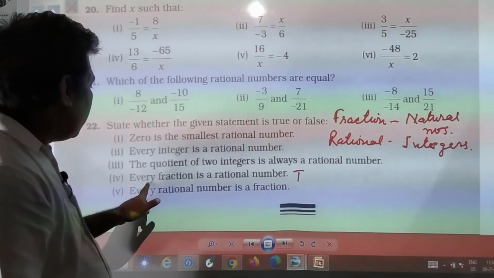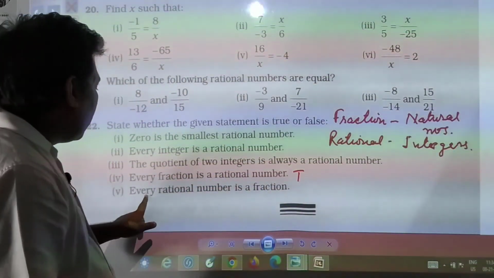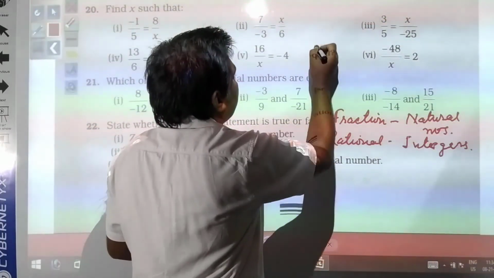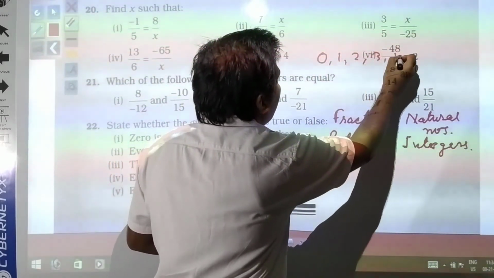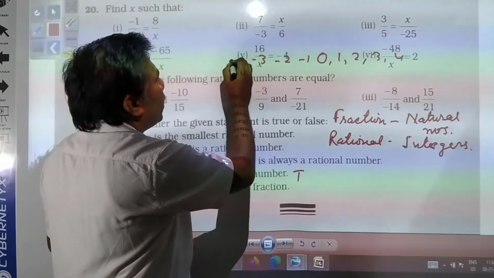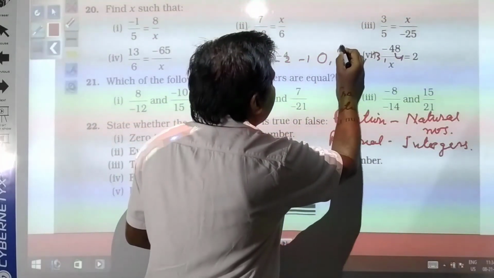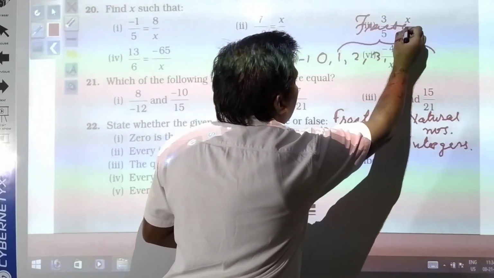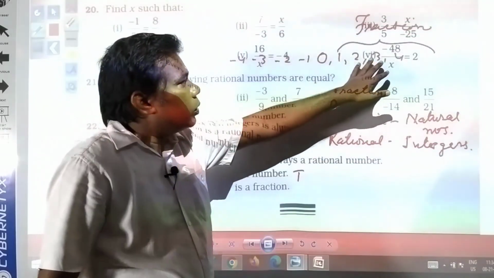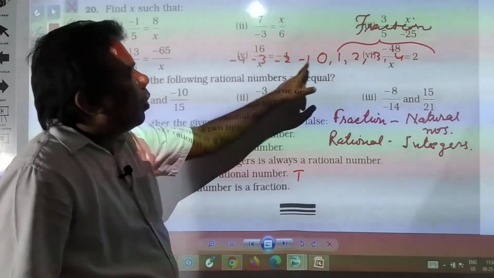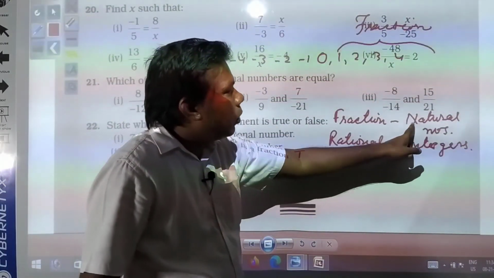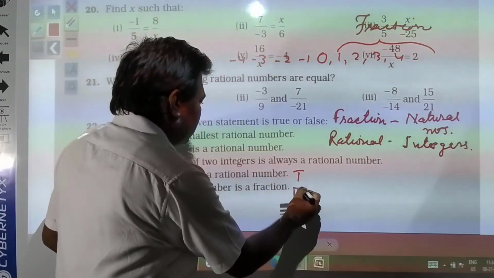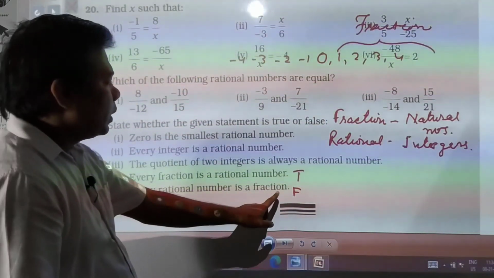So all the fractions can be called rational numbers, but all the rational numbers cannot be called fractions, because as you had seen just now, 1, 2, 3, 4, minus 1, minus 2, minus 3, minus 4, from here these all can be called fractions. So this is also called rational numbers, but these all cannot be called fractions, because in fractions we take only natural numbers. So this is again false, every rational number is a fraction is false.